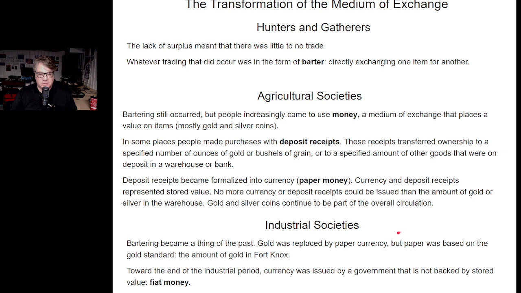Now we get into industrial societies. Again, this is just a couple hundred years old, not that long ago. Notice here, bartering becomes a thing of the past. Gold was replaced by paper currency, but paper was based on the gold standard, the amount of gold in Fort Knox. So the amount of gold that was in Fort Knox was how much money was being made and distributed in the United States. Gold was a standard of stored value, and it still is in some respects for the world.